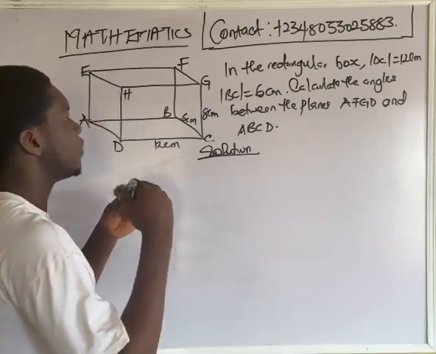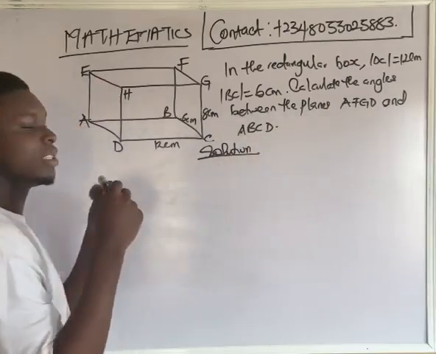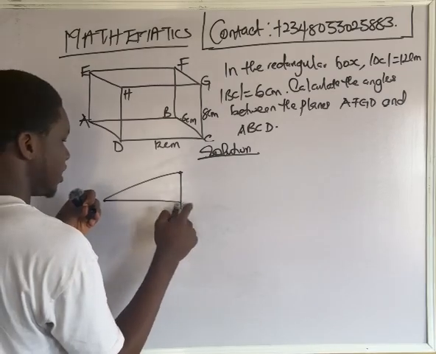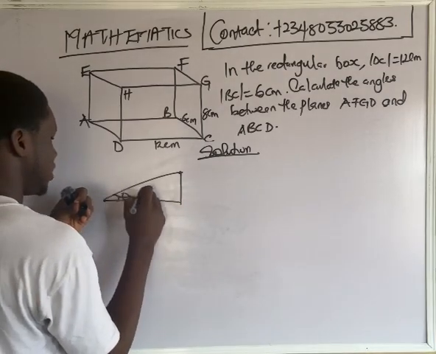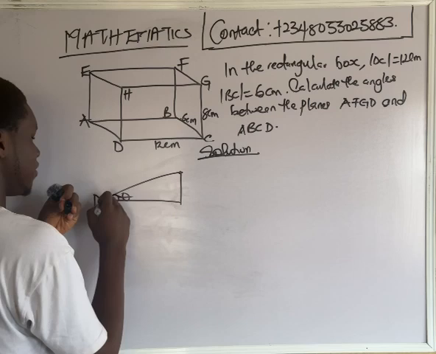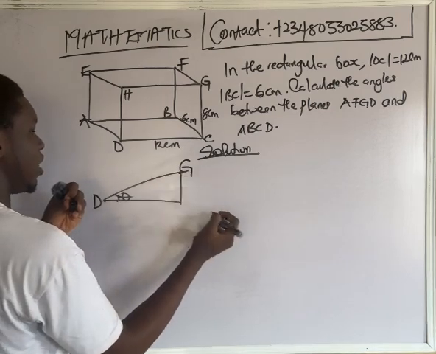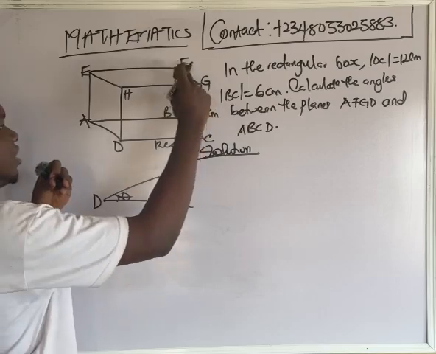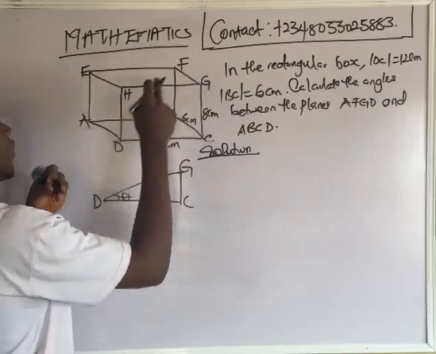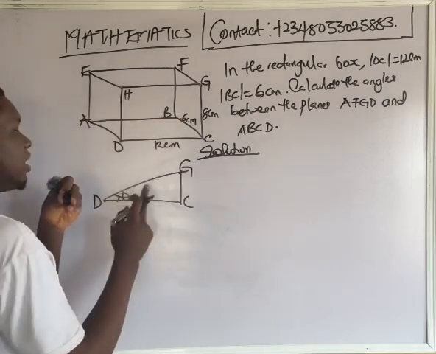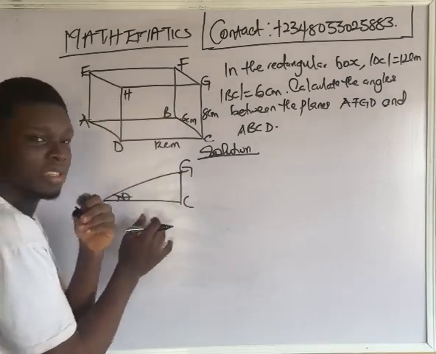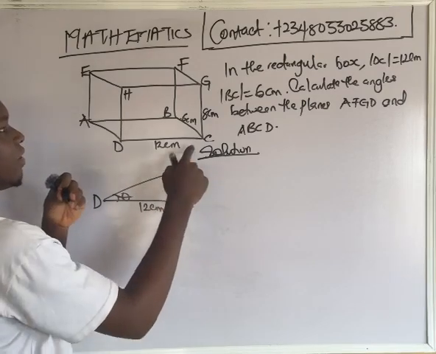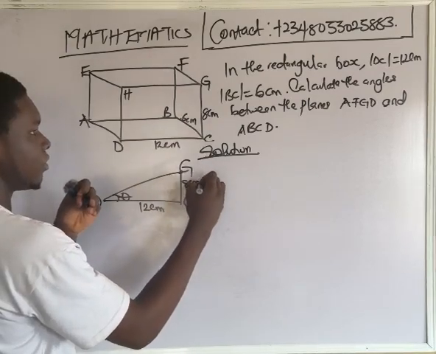For you to solve this, first of all, to calculate the angle between the planes, we are going to be having a resulting diagram. Resulting diagram will be something like this. You have here to be theta. You have here to be D. You have here to be G, and you have here to be C. Because if we look from here, we have AFGD, and of course we have ABCD, right? So as you can see, it forms a triangle. So this is the resulting diagram. We have this side to be 12 cm. We have this side to be 8 cm. All right.